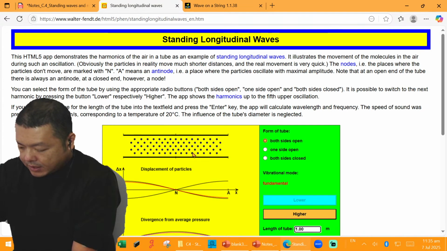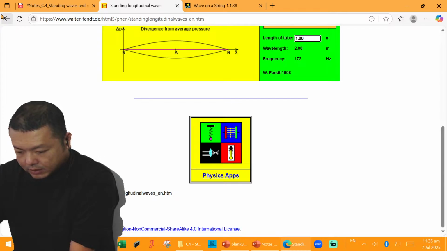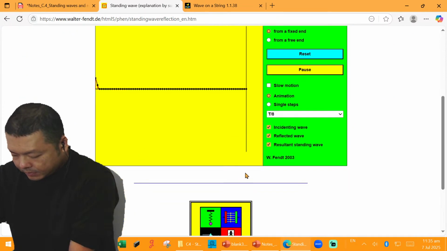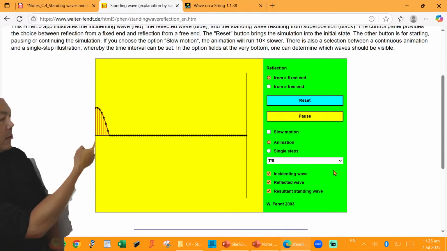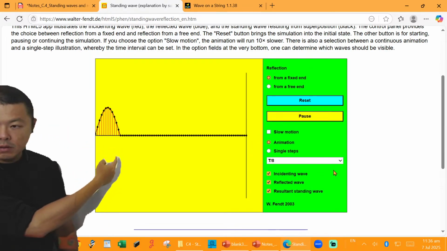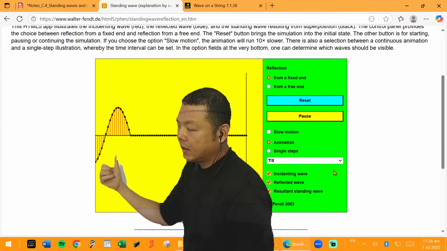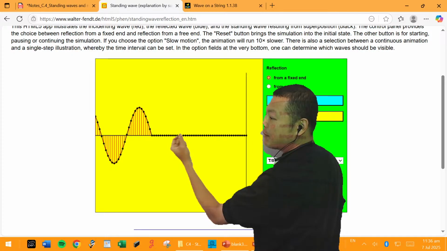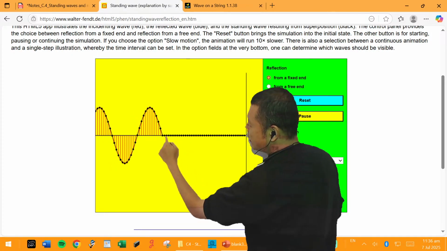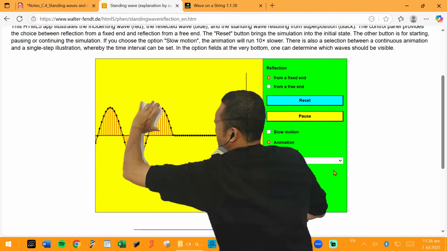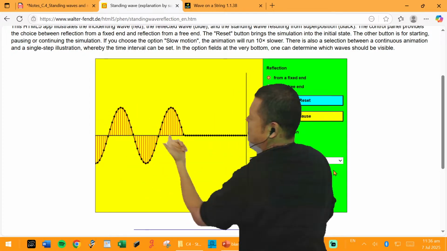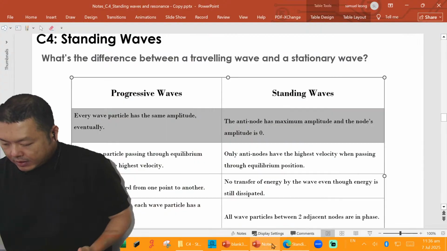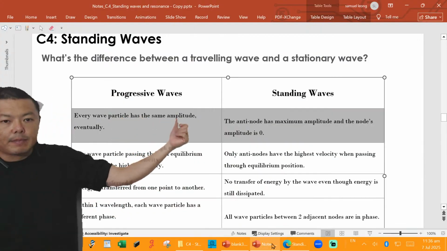Let me show you this. I want the simulation. Where's the simulation? There we go. Okay. So this is your traveling wave. How do you know it's a traveling wave? It's traveling. Okay. Look at the particles, all the black dots. Look at how eventually all of them have the same amplitude. Look at that. So that's what my notes mean. Eventually all particles will have the same amplitude.